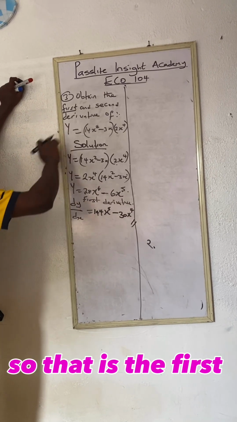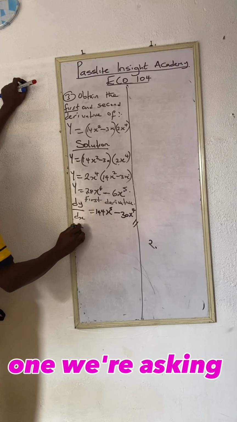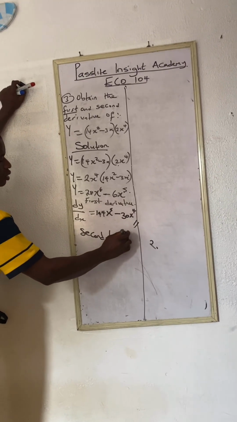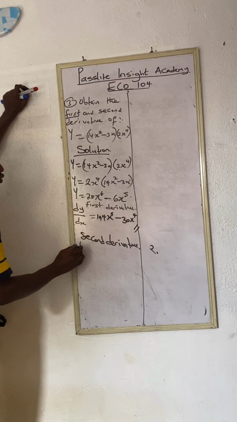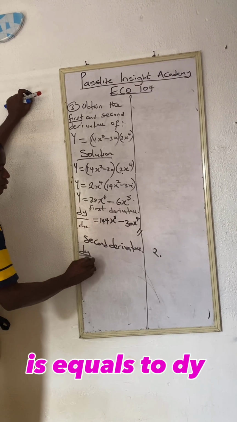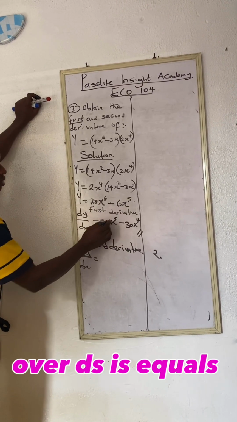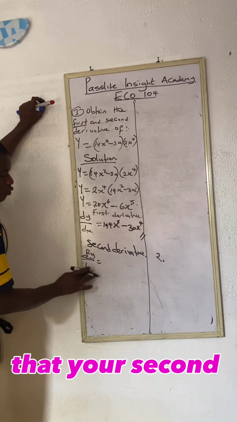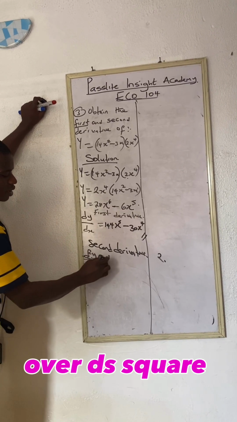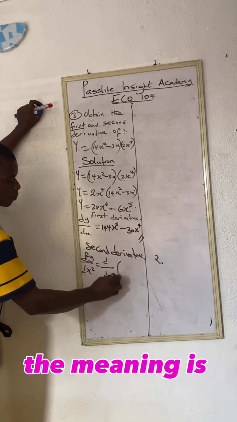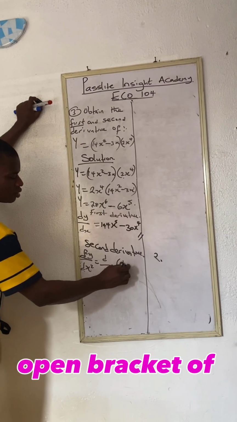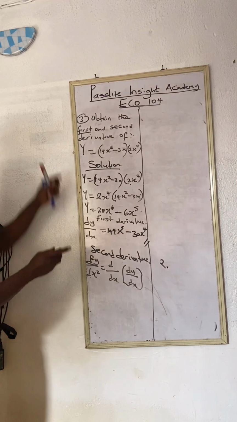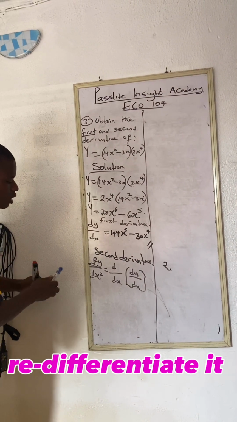Then the second one, we have to look for the second derivative. The second derivative now is equal to dy over ds, now this times this. I told you that your second derivative will be d squared y over ds squared. The meaning is d/ds of this one, dy over ds, meaning that you should differentiate it again. So that is the meaning. So let's go on with that.